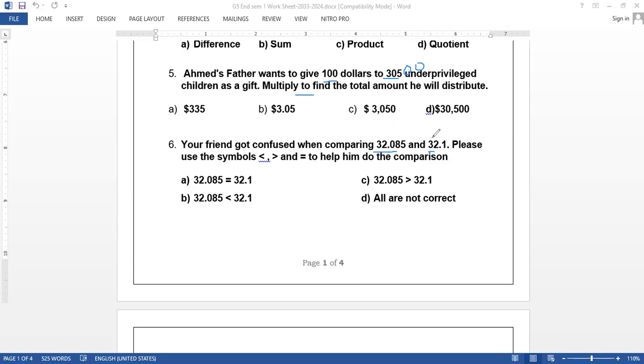Now, it is very easy. When we compare, we start from the left. Here, we have in the tens 3, and here in the tens we have 3, and the ones we have 2, and here we have 2. Now we come to the tenths. In the tenths here we have 0, and here we have 1. So we have to stop here because the digits are different. So we don't look at the next digits. So 32.1 is greater. This is the answer.